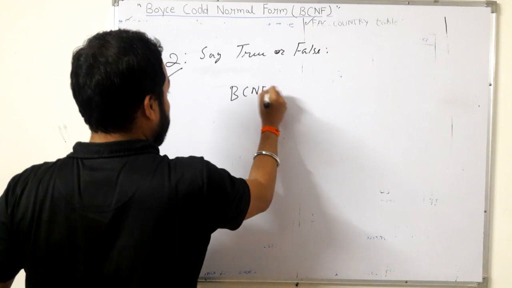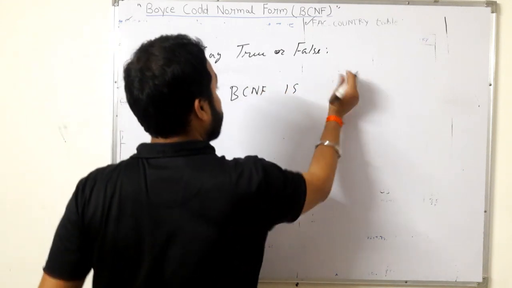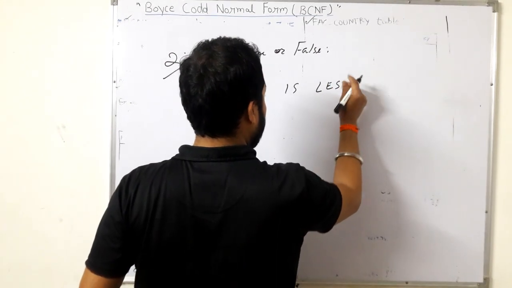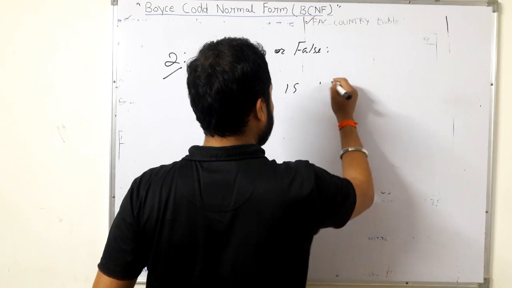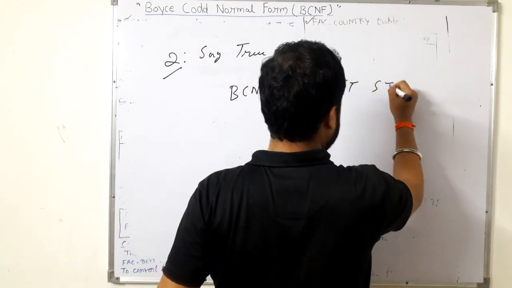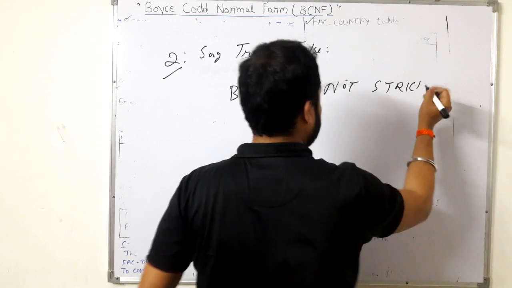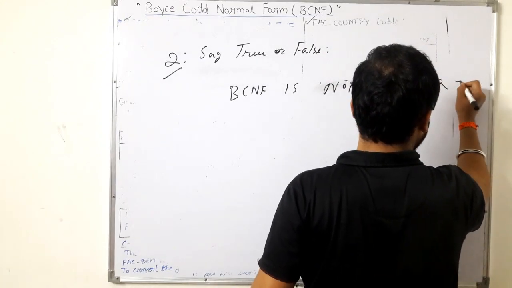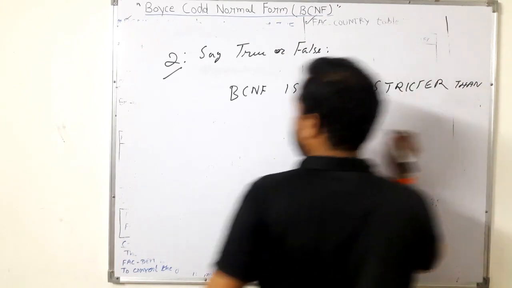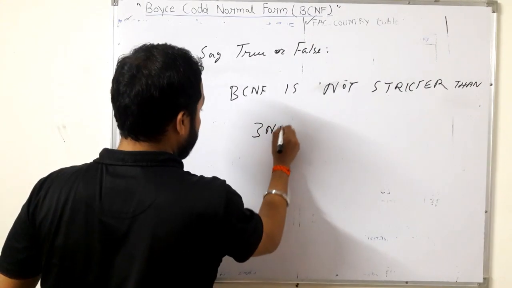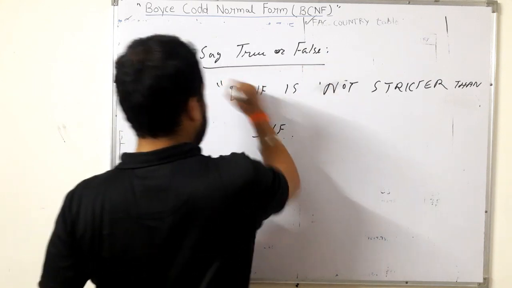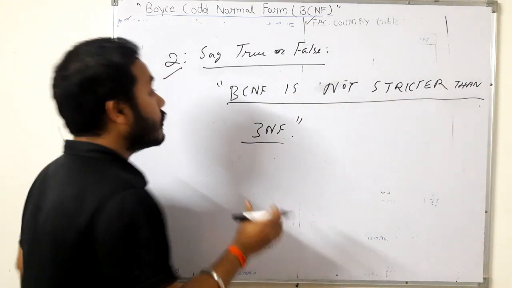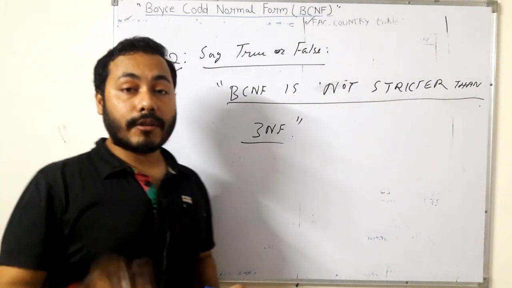BCNF is not stricter than 3NF. So you need to consider this statement that BCNF is not stricter than 3NF, whether this is true or false, and you are going to comment your answer.